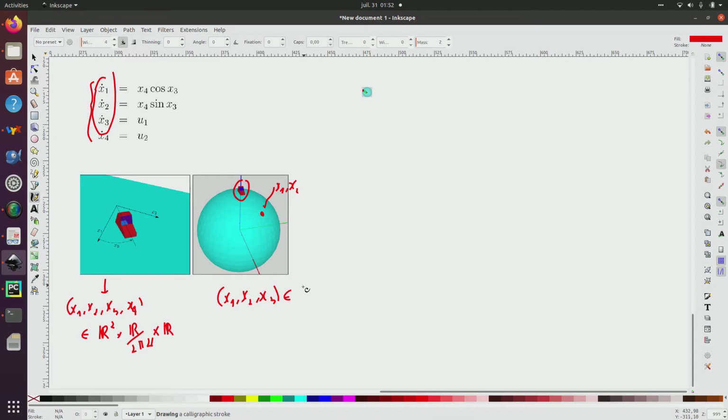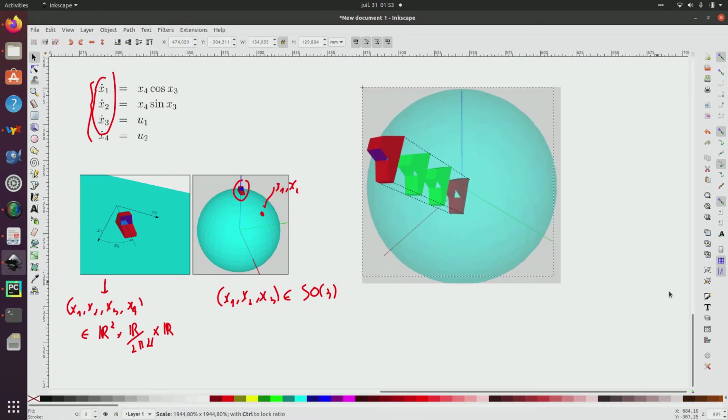then this set, x1, x2, x3, corresponds to the pose, and belongs to the set of rotations SO3. So it means that a pose corresponds to an orientation. And to understand this, I propose the following figure here, like this.